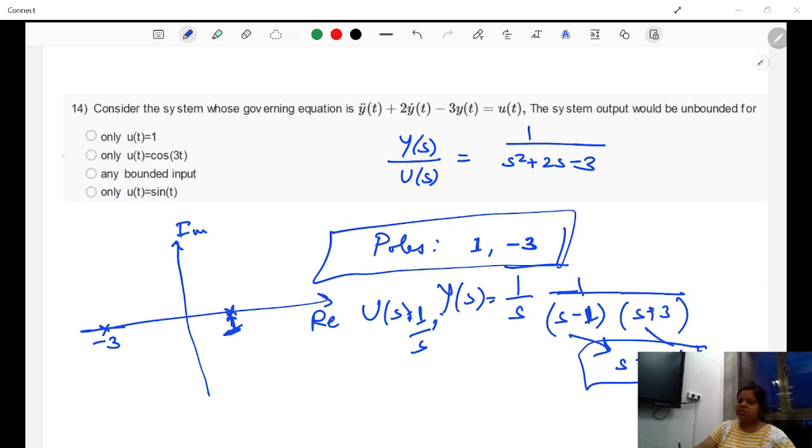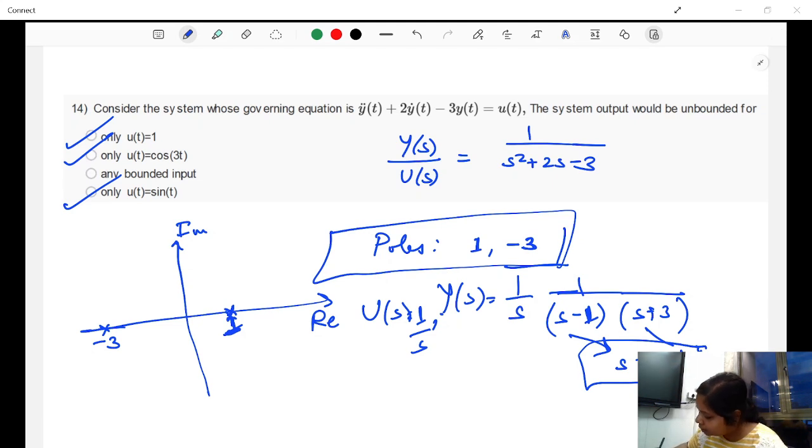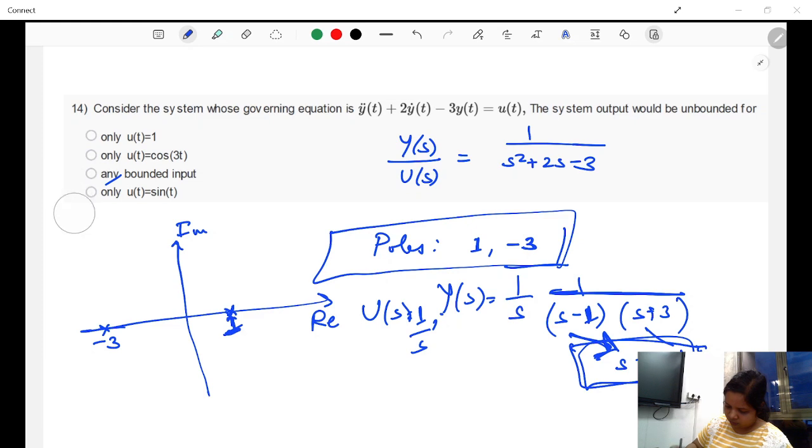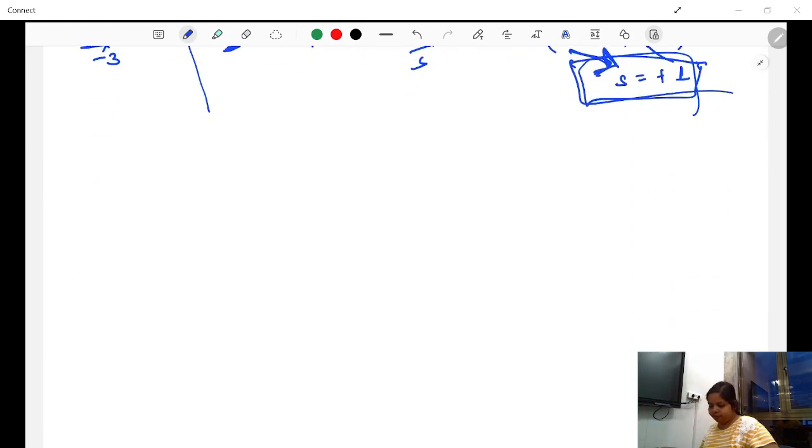So you give either this input or this input or this input, it doesn't matter. All of them cannot do anything because the system already has the unstable trait, s is equal to plus 1. Hence, this thing is always going to lead you to unbounded system response for any bounded input. So, the correct option is this one.